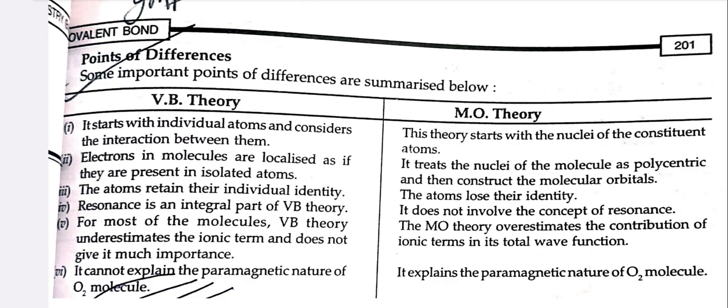MO theory starts with the nuclei of the constituent atoms. It treats the nuclei of the molecule as polycentric and then constructs the molecular orbitals. The atoms lose their identity. It does not involve the concept of resonance. The MO theory overestimates the contribution of ionic terms in its total wave function and it explains the paramagnetic nature of the O2 molecule. And this is how we are now able to understand VBT and MOT, which are the most important theories in covalent bonding. Thank you.